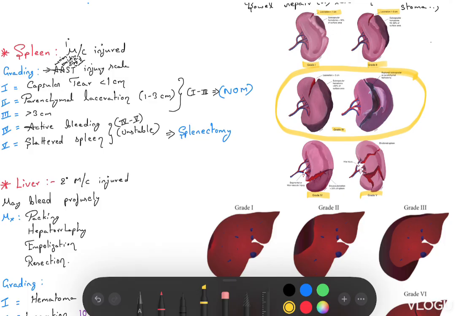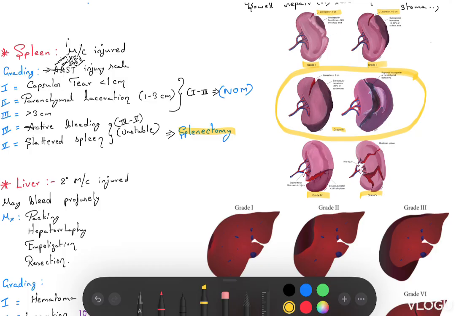If the patient is unstable, then we have to do splenectomy. The indications of splenectomy are mostly uncontrolled bleeding, grade 4 and grade 5 injury, shattered spleen, and failed non-operative management. In some cases of failed non-operative management in grade 3, we have to do splenectomy.